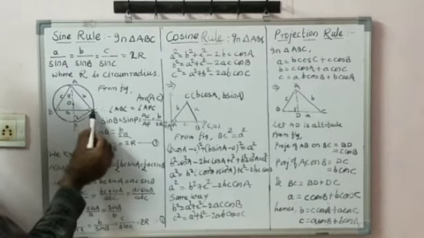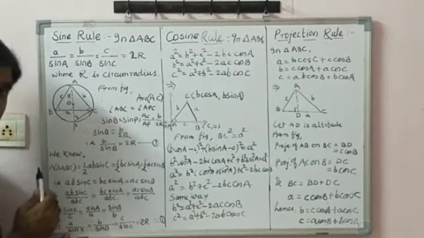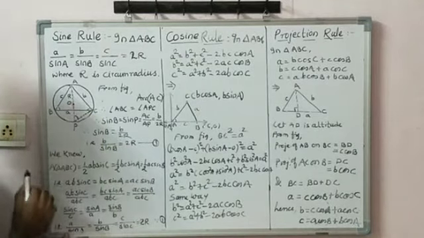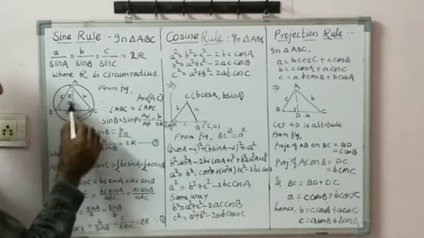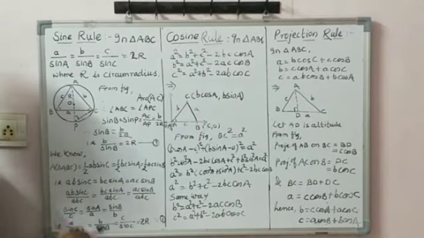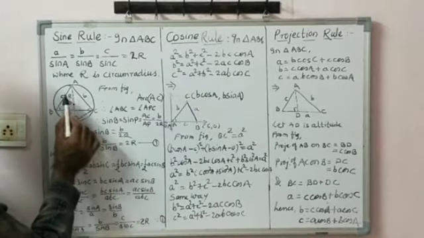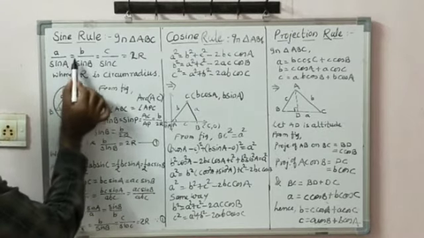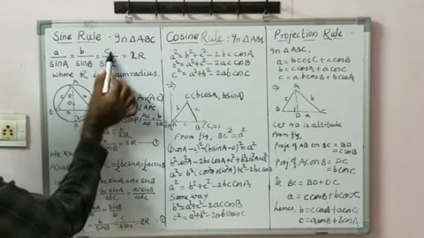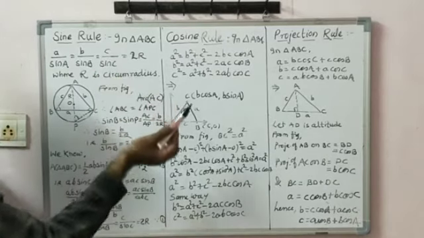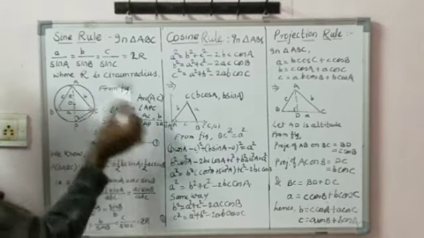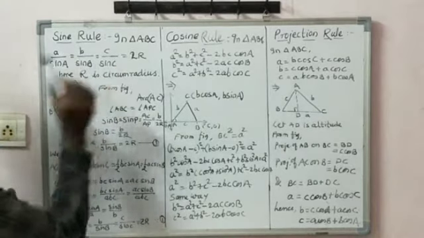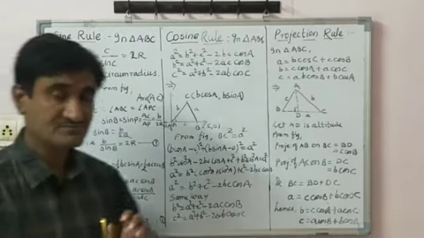This triangle is inscribed in the circle, and this OA is the radius of the circle. Therefore OA is said to be the circumradius, and let this be R. In this way this is the sine rule: a upon sine A is equal to b upon sine B is equal to c upon sine C is equal to twice R. This equality of the ratios is the sine rule in triangle ABC.